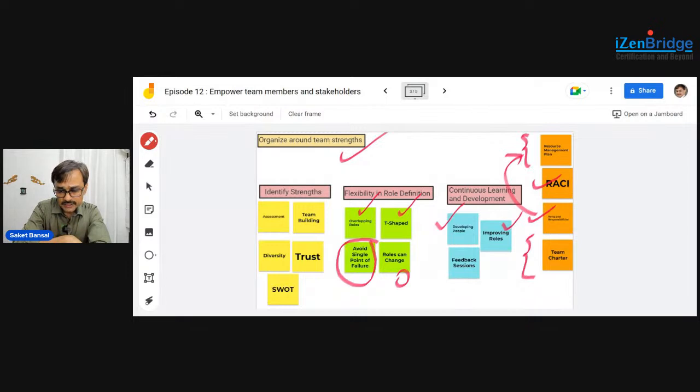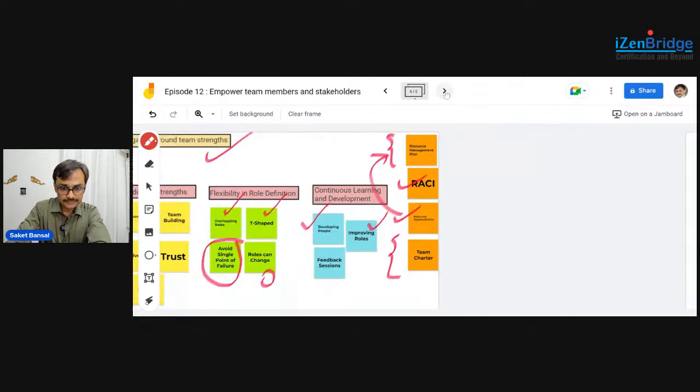So identify the strengths, be flexible about it, continuously keep looking at it, because we need to organize ourselves so that we make the best use of our strengths. That's the first part of this enabler, which is saying empowering team members and stakeholders. So that's the first part.